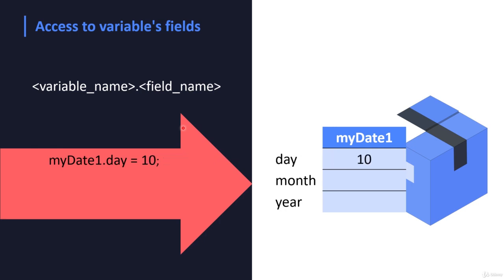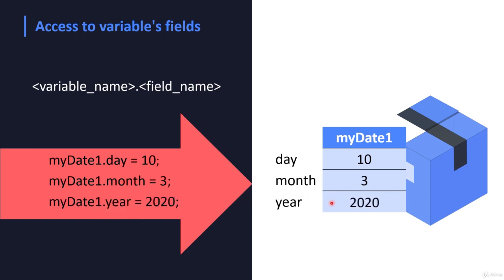myDate1, the variable name, dot day, the name of the field, equals 10. We are basically going to this variable, to the day field, and putting the value of 10 inside. Then myDate1 dot month equals 3, and you do the same. For myDate1 dot year, you put the value of the year here. That's basically how you access any of the fields of a given variable of some structure template.